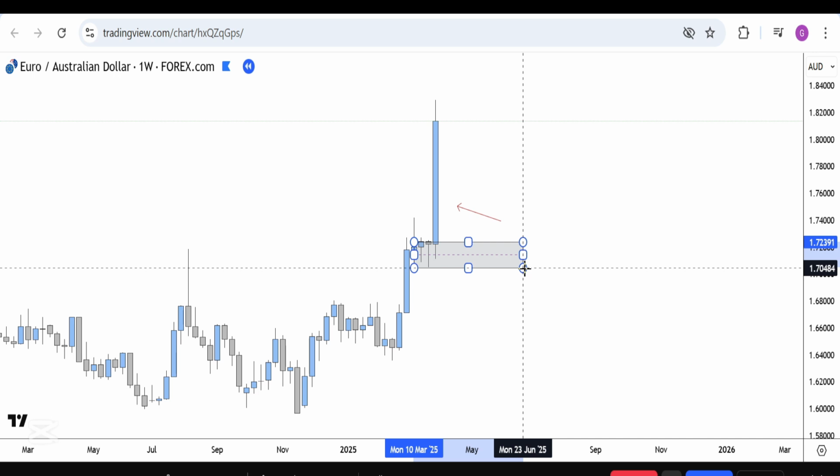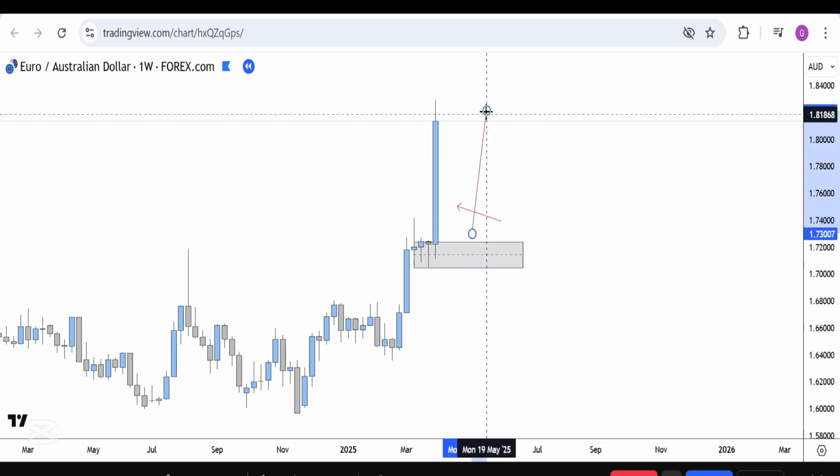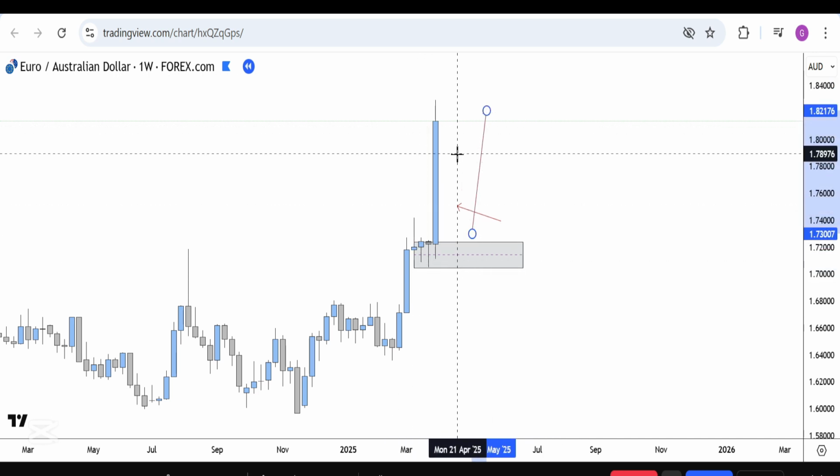which some would refer to as maybe another block, but it's really a demand area that was created by price moving strongly to the upside. So we expect price to drop before another potential move to the upside. So our bias, as far as the weekly time frame is concerned, is bearish as well.